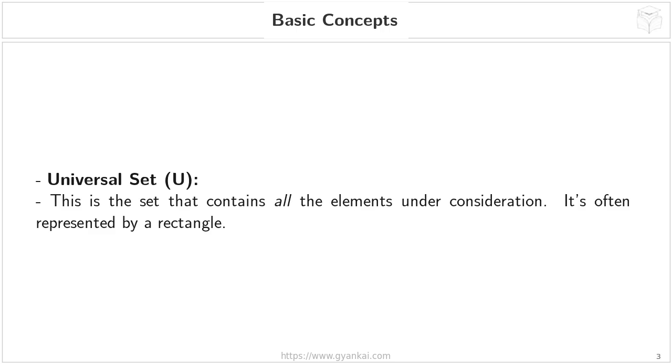Basic concepts. So now we're moving on to the fundamental building blocks of Venn diagrams, the basic concepts. Let's break these down one by one. Now, what is a universal set? Simply put, it's the set that contains absolutely everything we're interested in for a particular problem. It encompasses all possible elements under consideration.